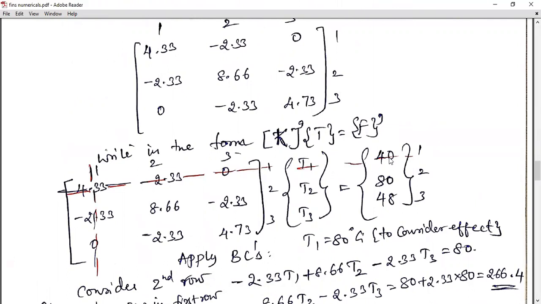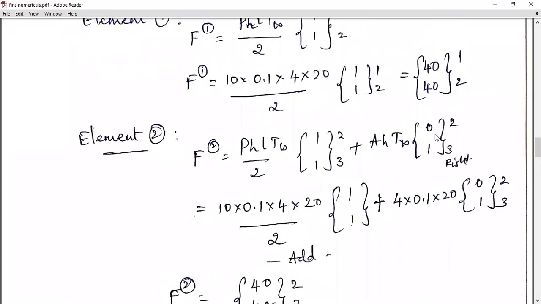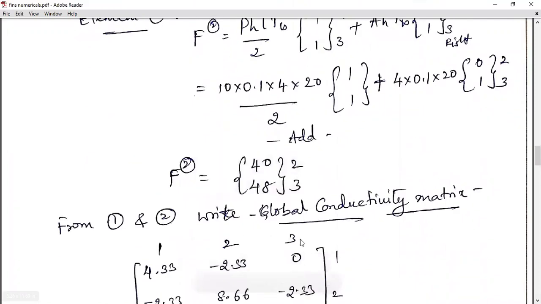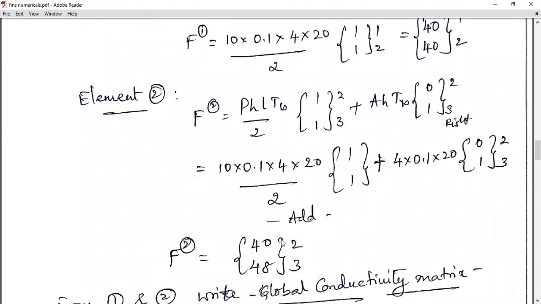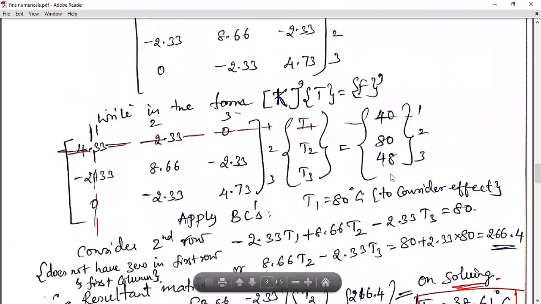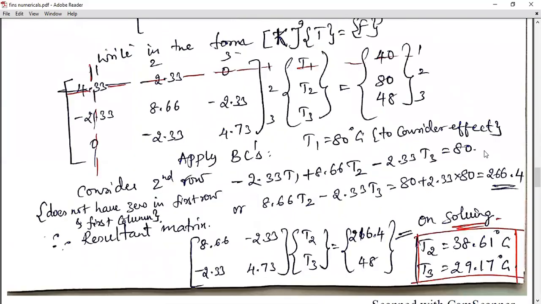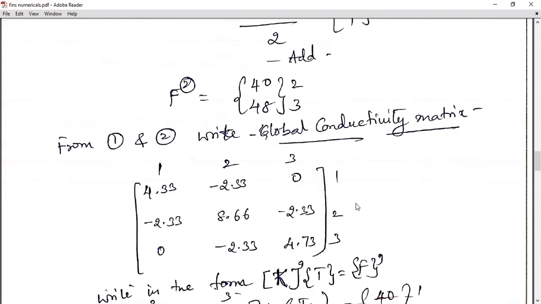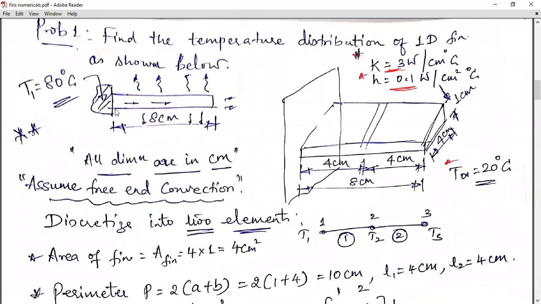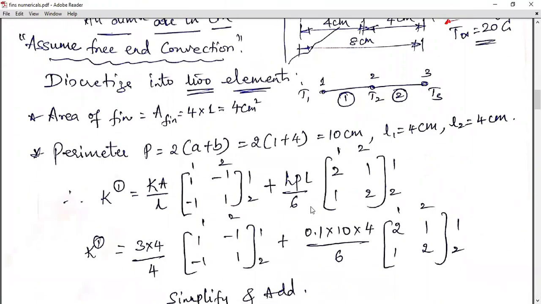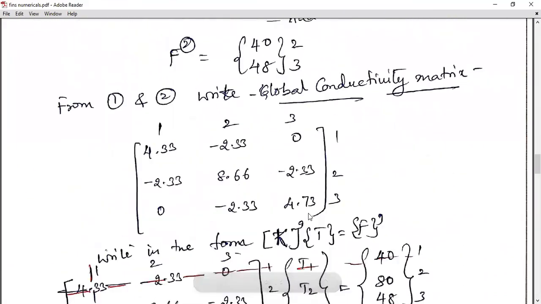Now T1, T2, T3. Here it is global load vector, thermal load. This is 40 for 1, 40 for 2, and 40 for 2. This gets combined, so it becomes 80. Look at this, 80. And the third one is 48. So once you get it, you apply the boundary condition. T1 is 80 degrees Celsius. That is mentioned here. Look at this. Here it is T1 is 80 degrees Celsius. So specified boundary condition exists.